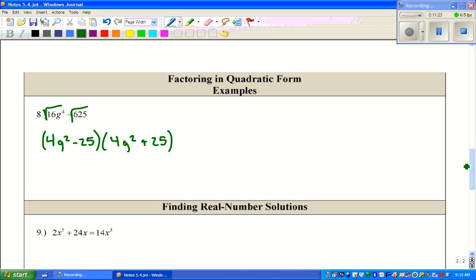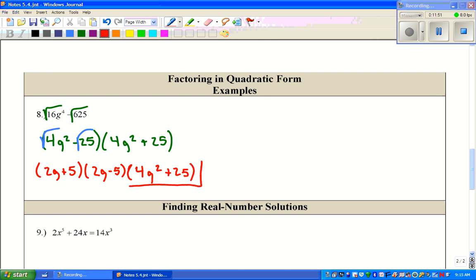Now what happens in this is you actually have the difference of two squares right here. So if you were to break this up and take the square root of this and the square root of this, you're going to be left with 2g plus 5, and you're going to be left with 2g minus 5, because that was the difference of two squares. This one right here, you cannot factor it anymore, so you leave it as 4g squared plus 25. And we have now factored this completely.